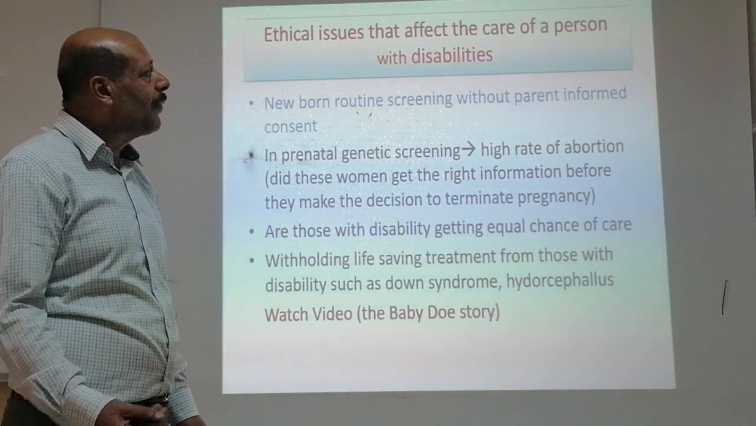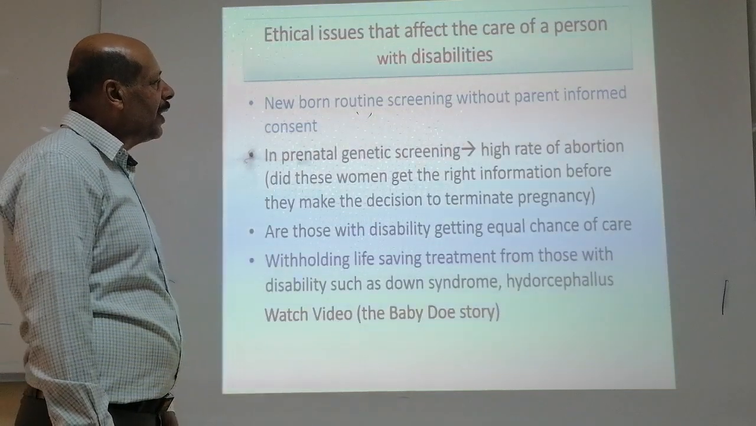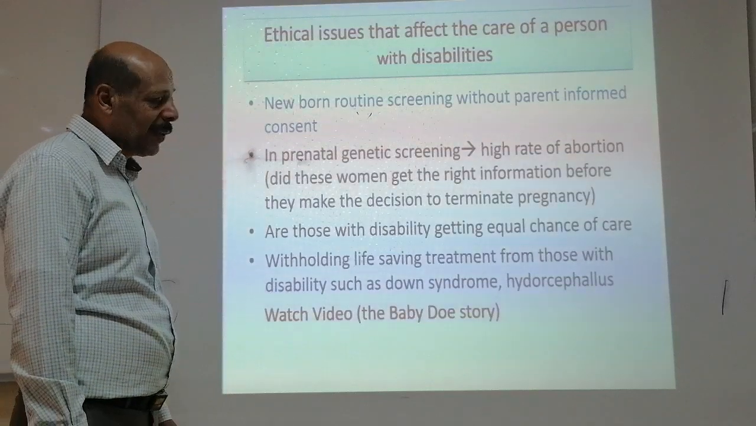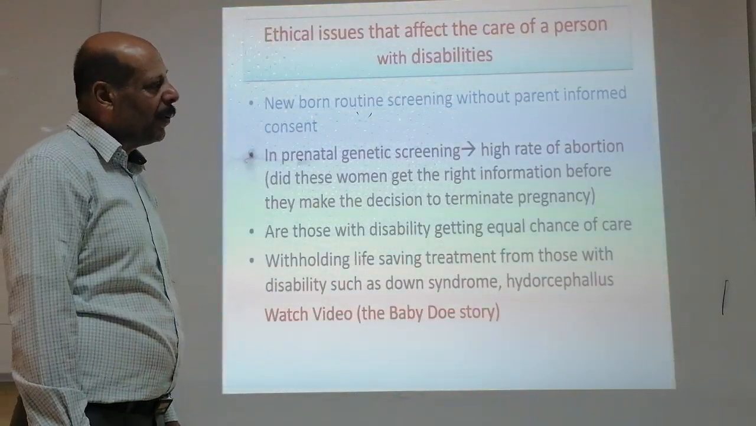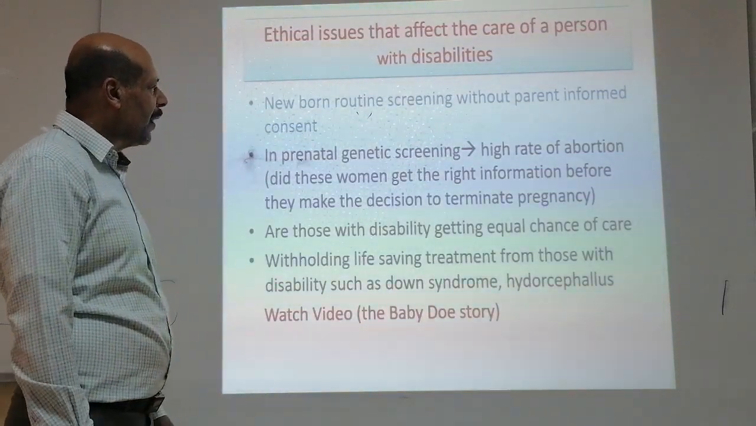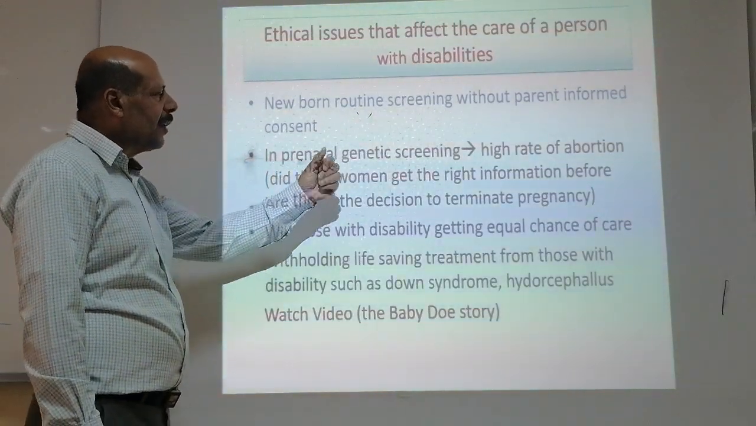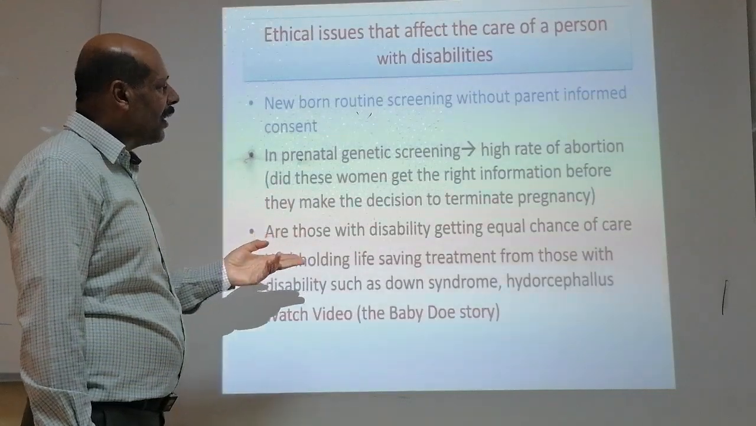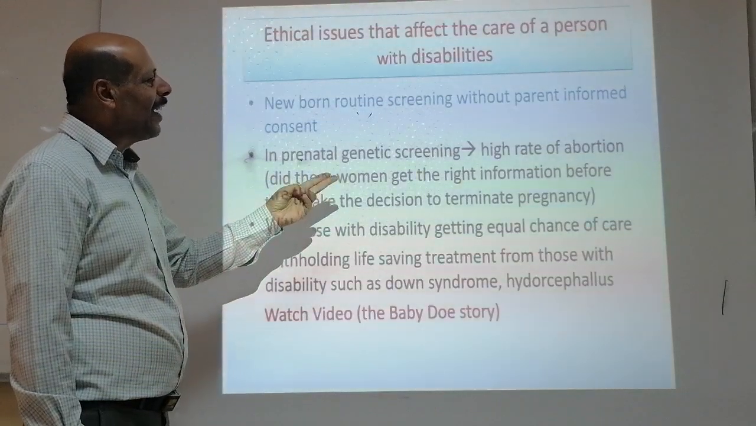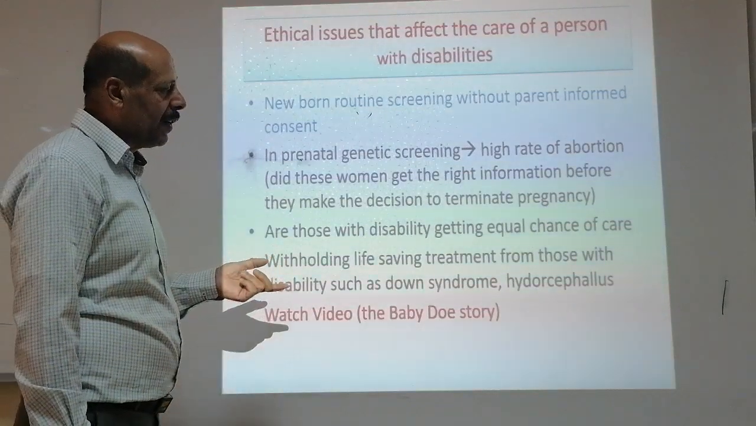Ethical issues that affect the care of a person with disability: newborn routine screening without parent informed consent sometimes. So this is also when we are screening without the knowledge of the parents. In prenatal genetic screening, a high rate of abortion might be there. Did this woman get the right information before they make the decision to terminate their pregnancy?